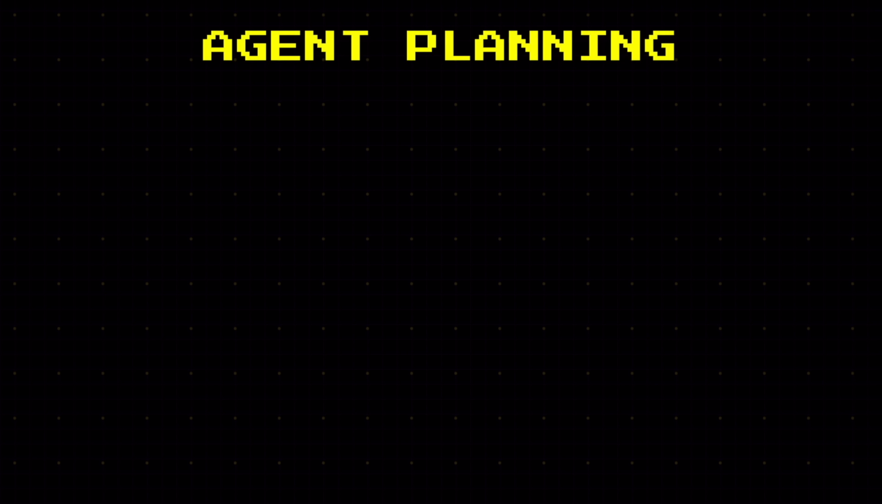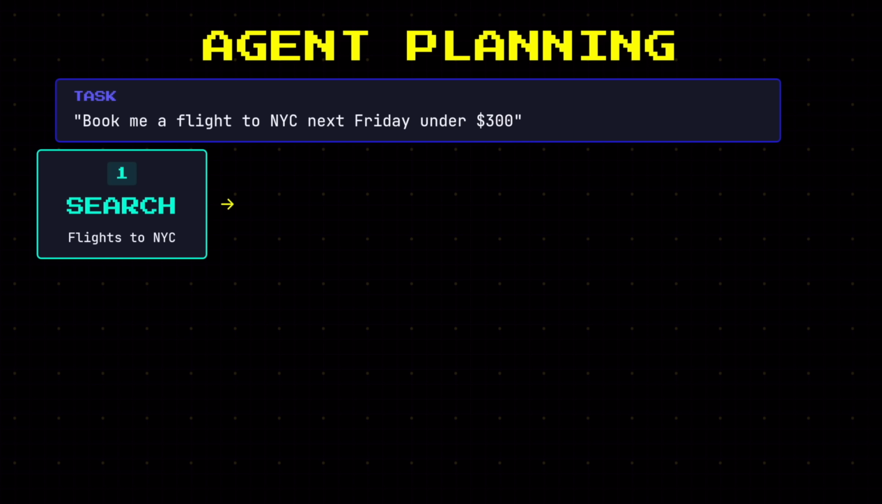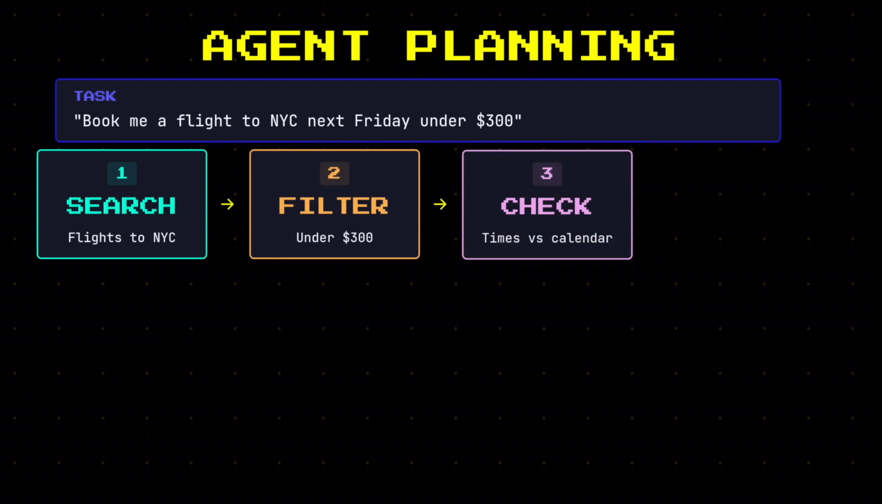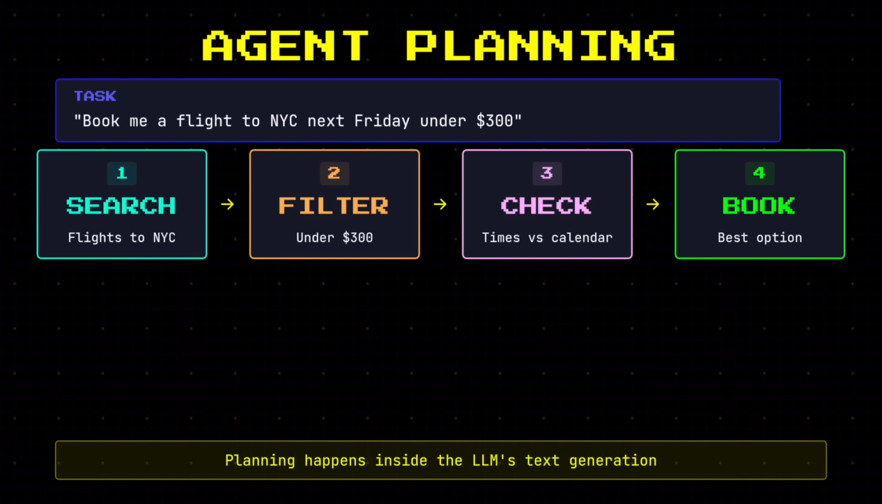An agent doesn't just react, it plans. When it receives a complex task like "book me a flight to NYC next Friday under $300," it doesn't start calling tools randomly. The LLM reasons about what steps are needed. First, search for flights to NYC next Friday. Second, filter for options under $300. Third, check if those times work with the user's calendar. Fourth, book the best option. This planning happens inside the LLM's text generation. The model thinks through the task as part of producing its response.